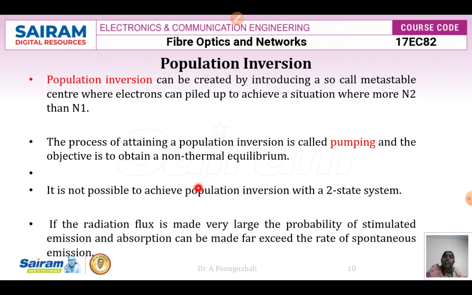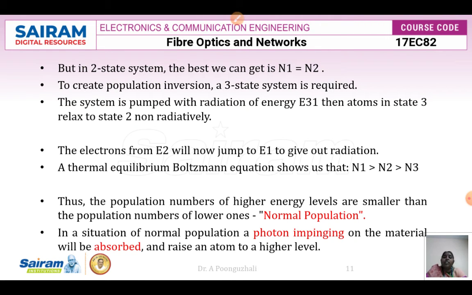It is not possible to achieve population inversion with a two-state system. So we go for a three-state system by introducing a middle state called the metastable state. If the radiation flux is made very large, the probability of stimulated emission and absorption can be made to exceed the rate of spontaneous emission. In a two-state system, the number of atoms in the lower and higher energy bands is the same. That means N1 is equal to N2.